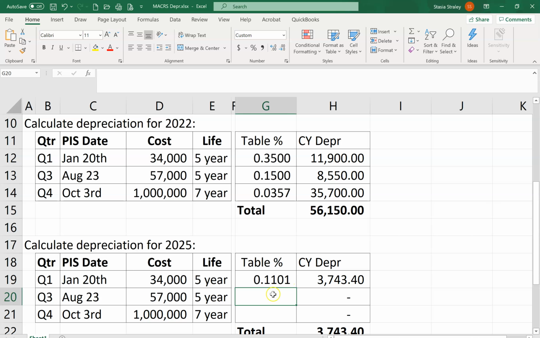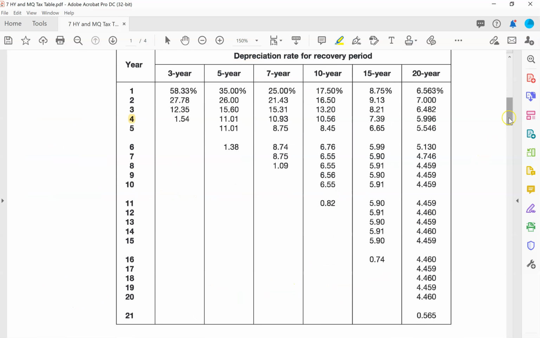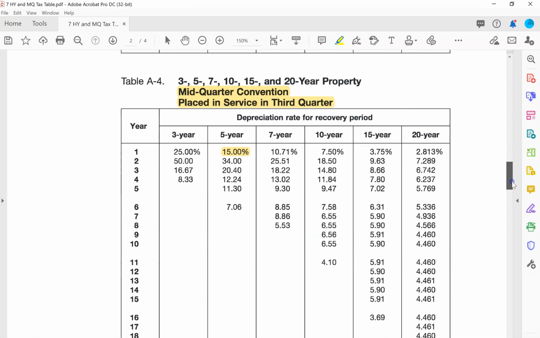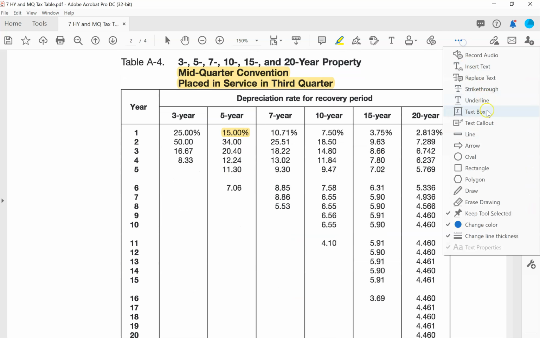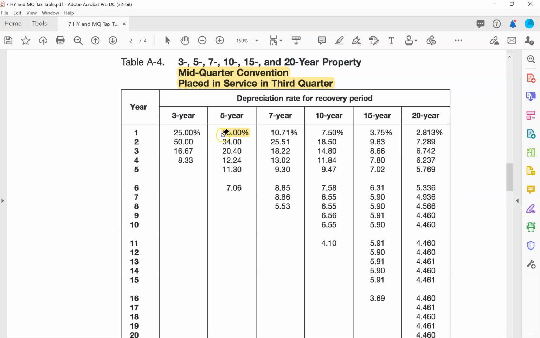And then we're going to do the same thing for the next one. So quarter 3, so let's go ahead and scroll down to find our third quarter mid-quarter table. And we'll just really quickly erase our old number. We're moving on from that. Or we won't erase it. We'll just leave it right there.